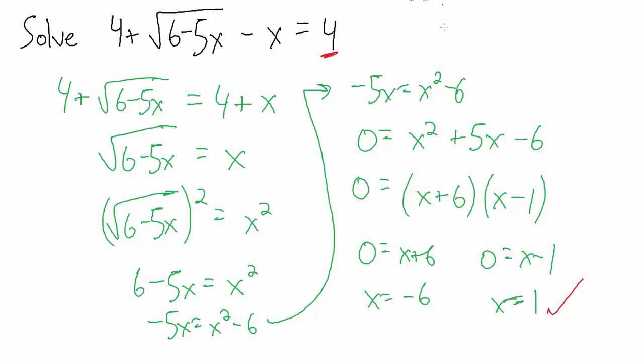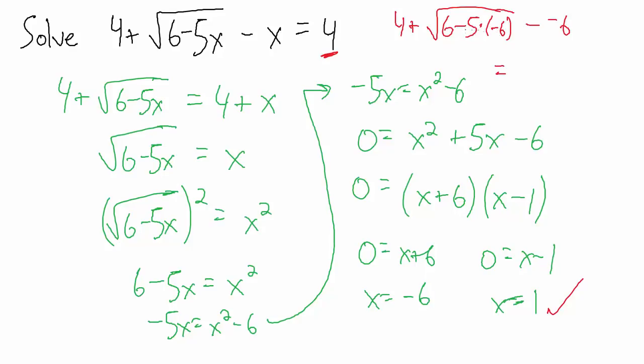So 4 plus the square root of 6 minus, so 5 times negative 6 now. 5 times negative 6. And then minus negative 6. So what does that equal? Well, so kind of a mess here. So let's work inside the radical first. 6 minus 5 times negative 6.